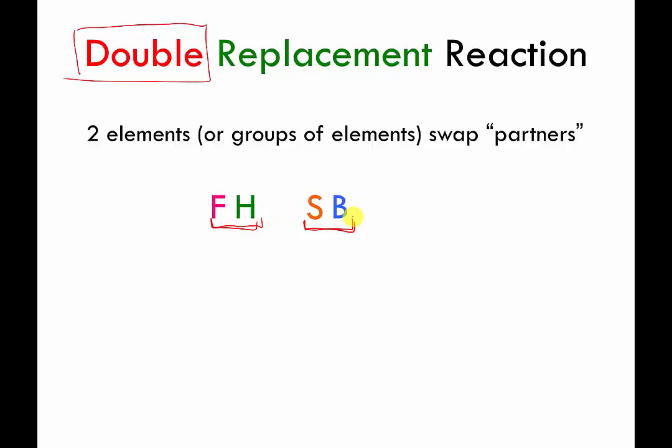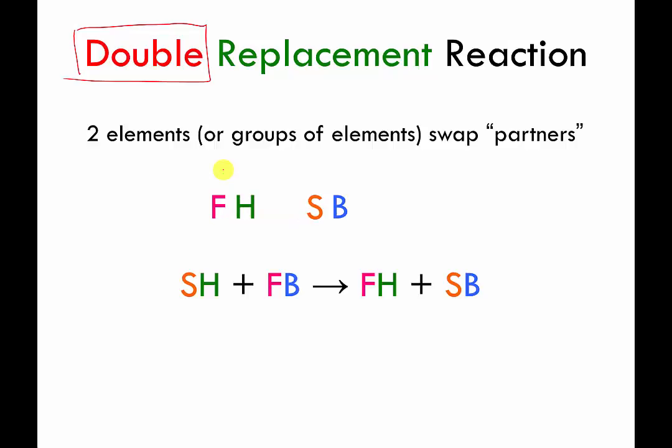The partners swap. I didn't make this one up, but one of my students once told me this is Shania Twain. I think she's a country singer, and her husband, and this was Shania's best friend and her boyfriend, and somehow, well, they changed. They swapped. So that is a double replacement reaction.